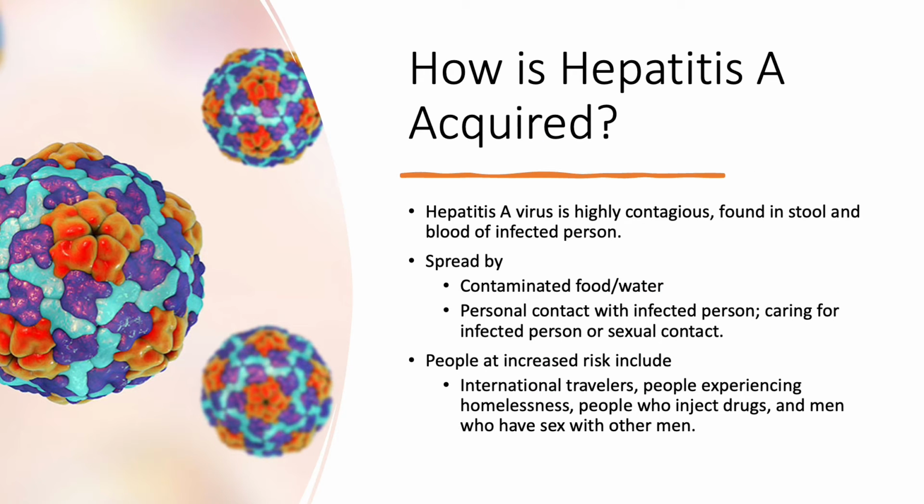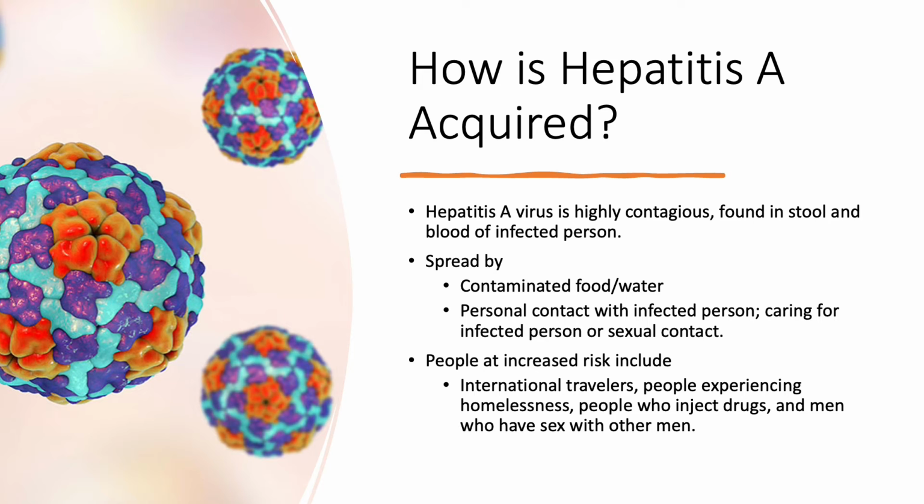How hepatitis A is acquired. The hepatitis A virus is highly contagious and it's found in the stool and blood of people who are infected. The hepatitis A virus is spread by consumption of contaminated food or water. Contamination of food with hepatitis A virus can happen at any point from growing, harvesting, processing, handling, and even after cooking. Contamination of food and water happens more often in countries where hepatitis A is common, like developing countries.